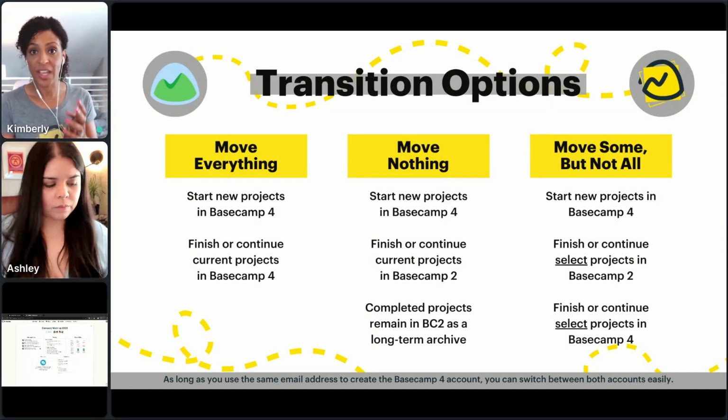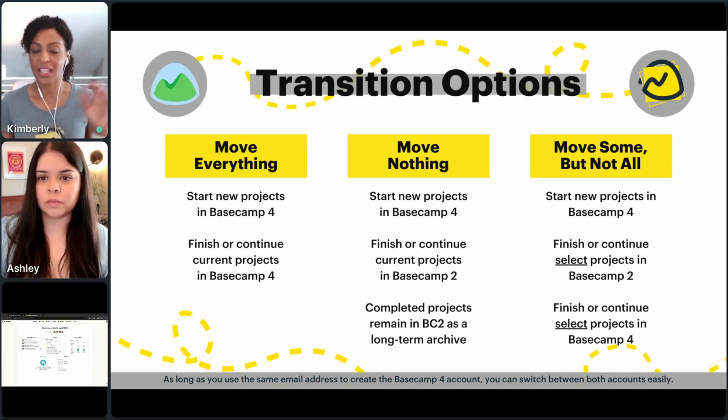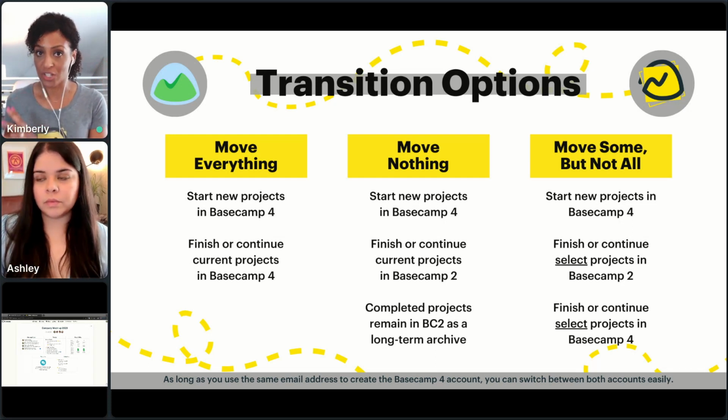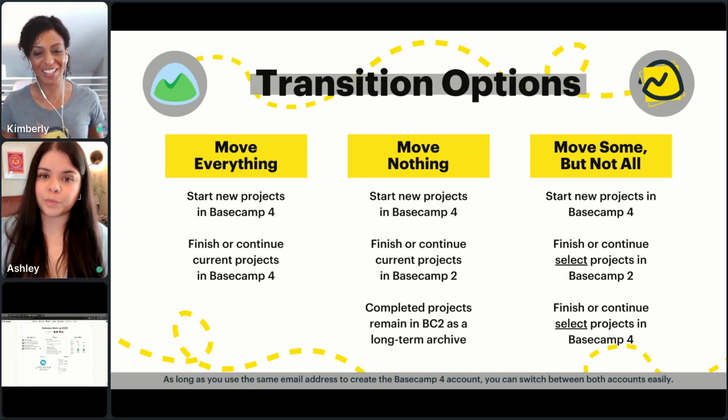One is to move everything, meaning everything that you have in Basecamp 2, you're just going to port it over to Basecamp 4. Again, it will stay archived in 2, and you'll continue working in it in Basecamp 4, and you would start new projects in Basecamp 4. That's like, I just want to move it over. I'm done with 2. That's option 1.